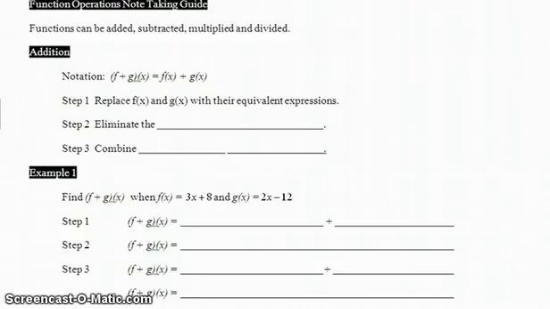We're going to have two different ways this is written. We're either going to have f plus g of x or f of x plus g of x, and they mean exactly the same thing. We're just combining and adding those two functions. So our first step is just to replace the function names with their equivalent expressions. Easy enough to do. Then after that, we're going to eliminate the parentheses from around those expressions. And lastly, we're going to combine like terms.